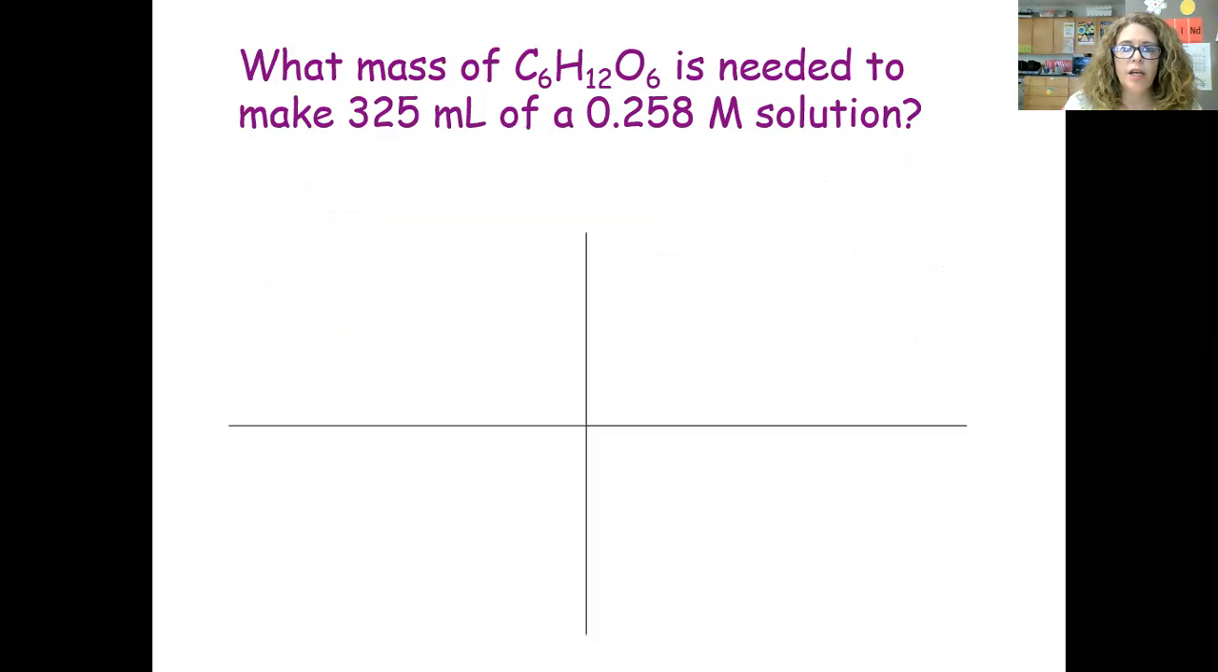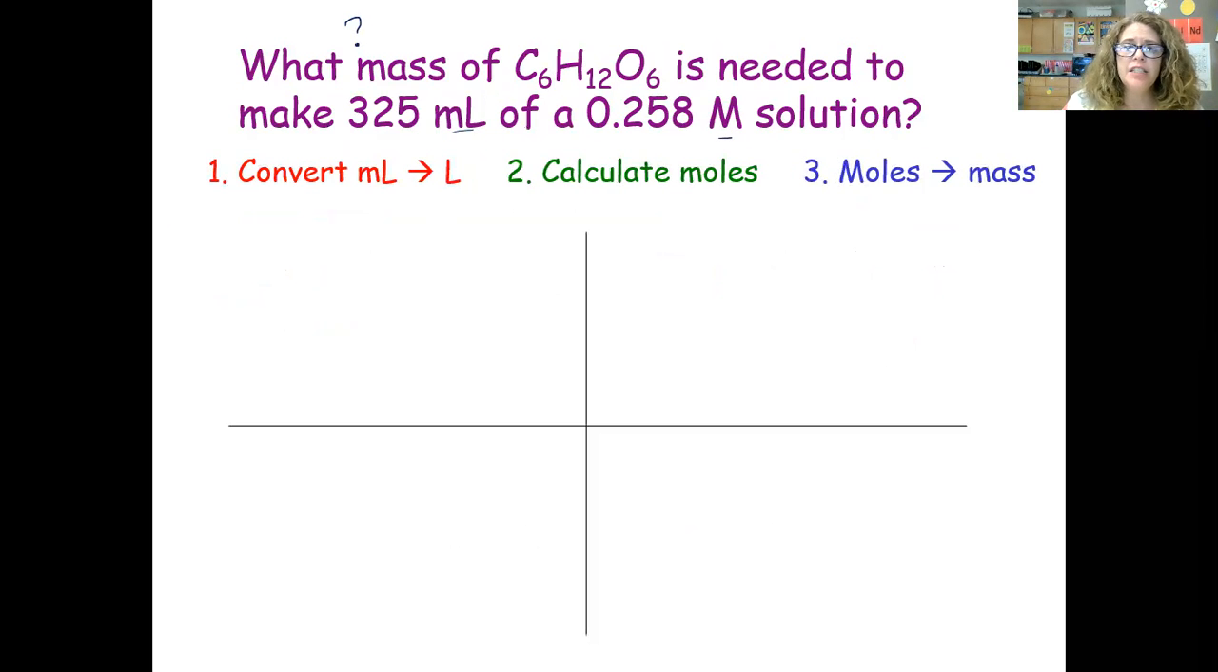So now let's say here we have a sugar solution. So what mass? So then basically it's saying I need to end up with mass, okay? What mass is needed to make 325 milliliters of a 0.258 molar solution? Now let's see, what do we need to do here? All right, I need to convert the milliliters to liters because I know when I'm using this capital letter M that I have that molarity equals moles over liters of solution. So I know I'm going to have to convert that milliliters to liters, right? And again, milliliters to liters is a factor of 1,000, right? I need to divide by 1,000.